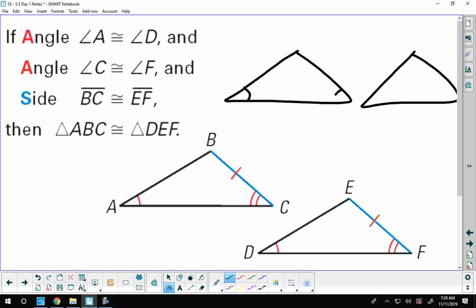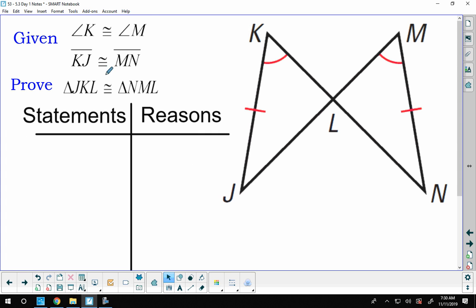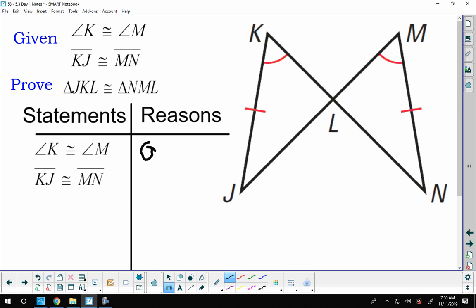Angle, angle, and we could have this side. Right, angle, angle, and this side. So it's just the same as the picture below, it's just the other non-included side. So angle, angle, side, angle, angle, side. So again, let's start with our givens. Copy down your givens. And these are both marked in the picture for us. As you can see, we have angle K congruent to angle M, and then we have side KJ congruent to side MN.